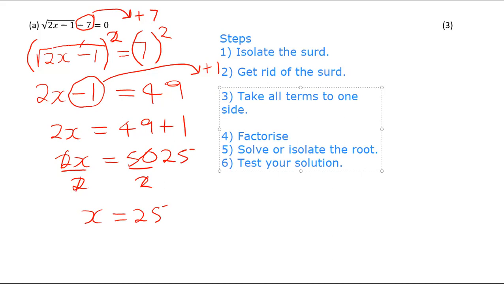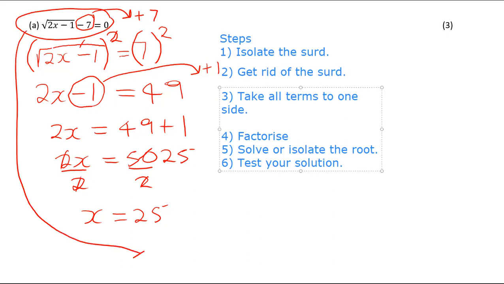I'm going to take this root of x and substitute it where there is x. In the original equation, by the way, I will take this original equation, and wherever there's x, substitute 25. So I'll have the square root of 2 times 25 minus 1 and then minus 7, it should give me 0.